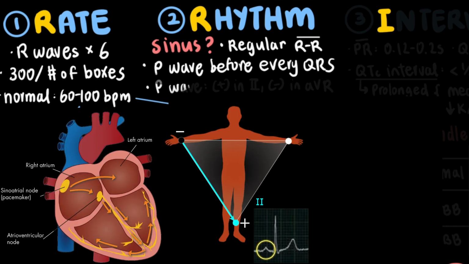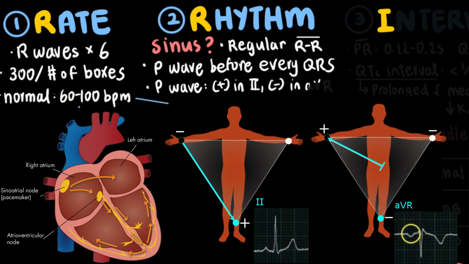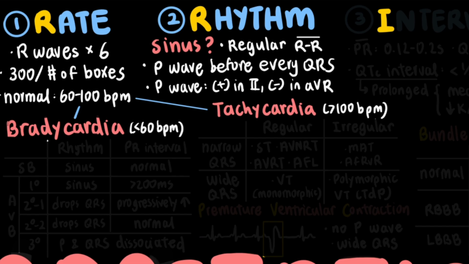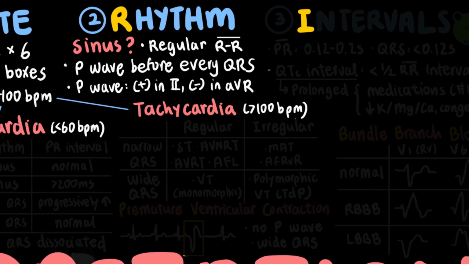and a positive P wave in lead 2, since it looks at the heart from the lower left side, in the direction of normal atrial depolarization, and a negative P wave in aVR, since it views from the right shoulder opposite the direction of atrial flow. If these conditions are met, we call it normal sinus rhythm.